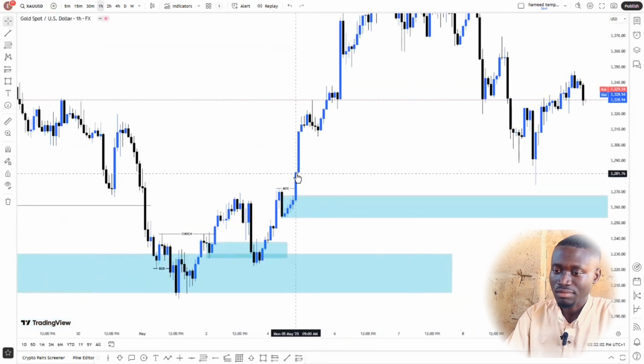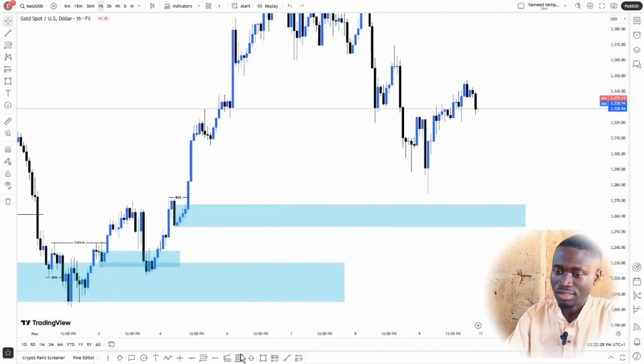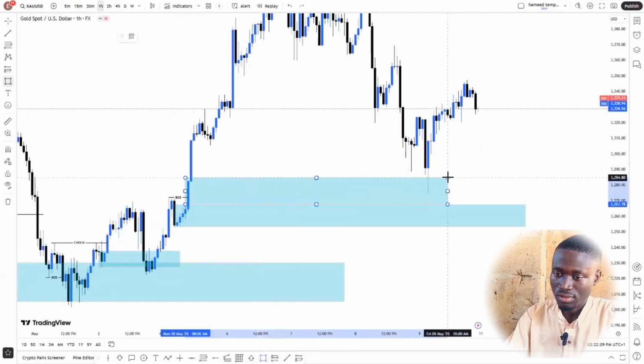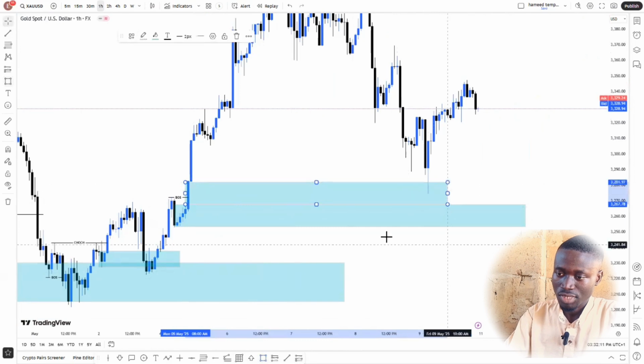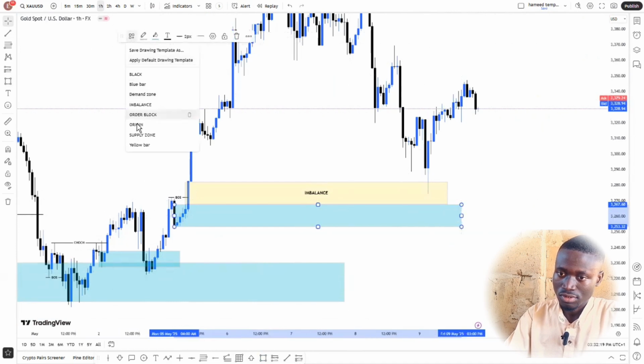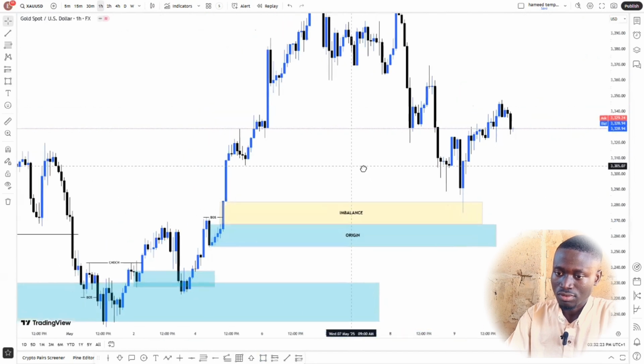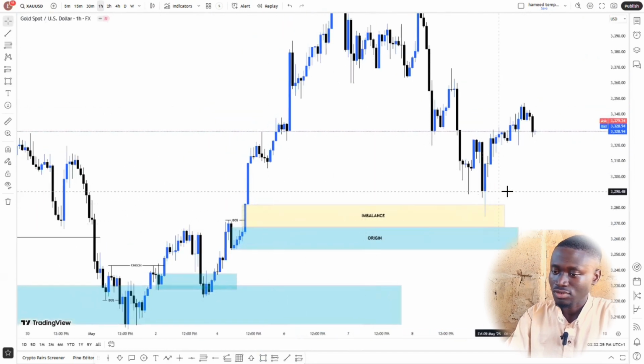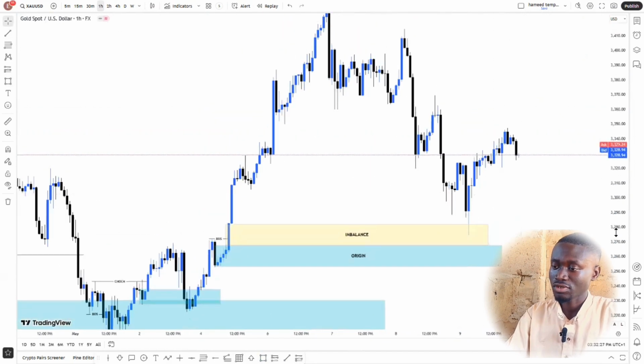But mind you, there's an imbalance here. So the market decided to use this imbalance here. The market decided to use this imbalance here to move. This is my origin. So the market decided to use this imbalance here and started moving to the upside.